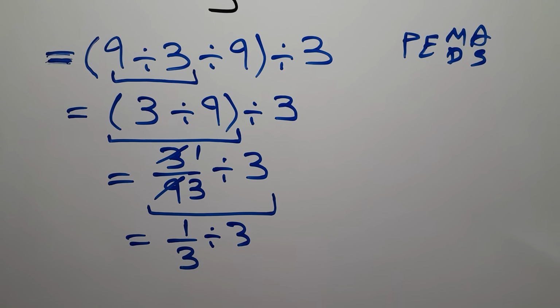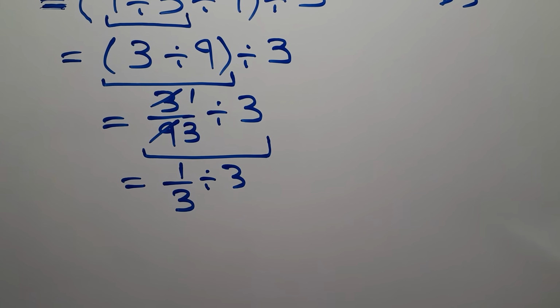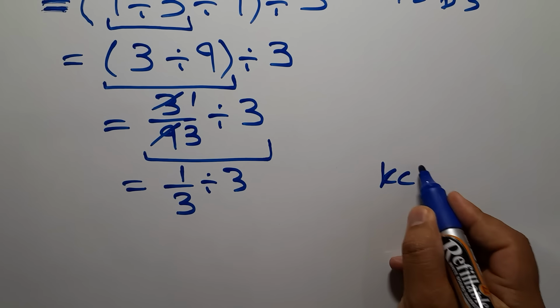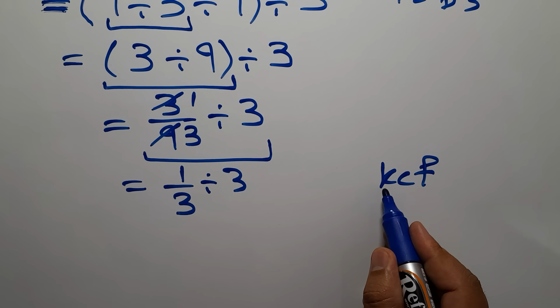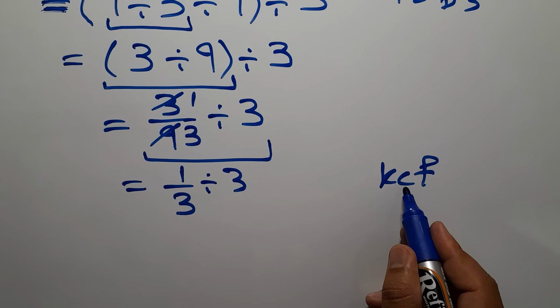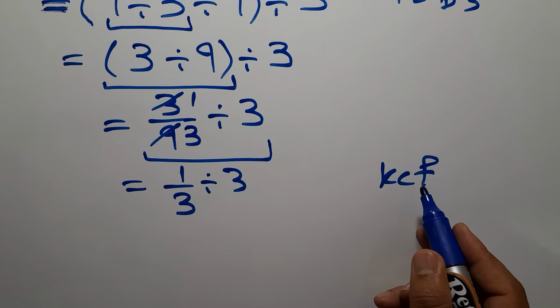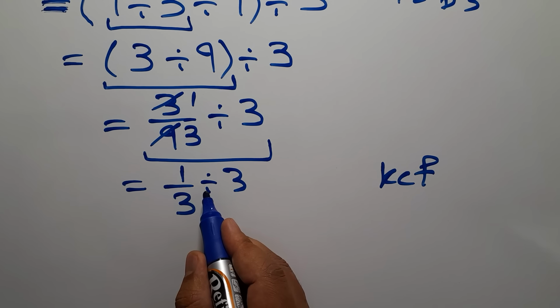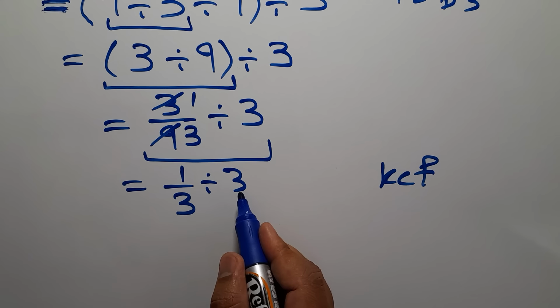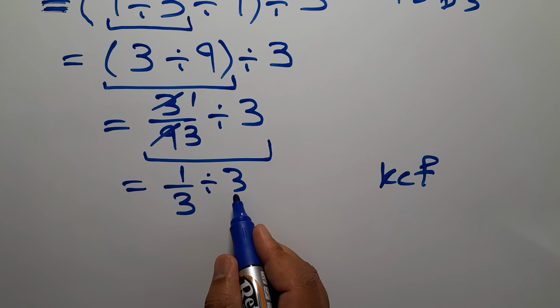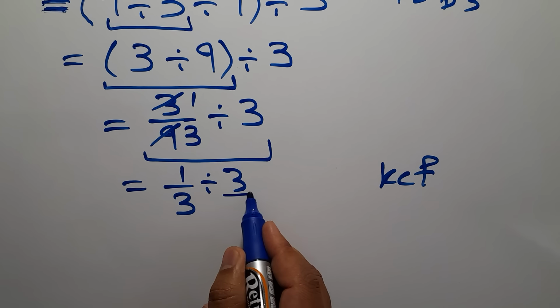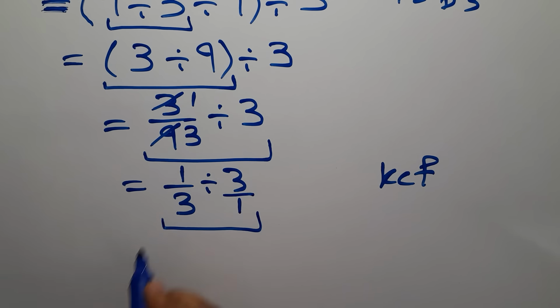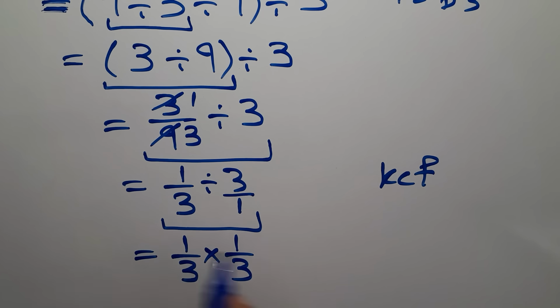Now according to the KCF rule, K stands for keep, C stands for change, and F stands for flip. Keep the first fraction, change division to multiplication, and flip the second fraction. Our second fraction is 3 over 1. So we can write 1 over 3, then times 1 over 3.